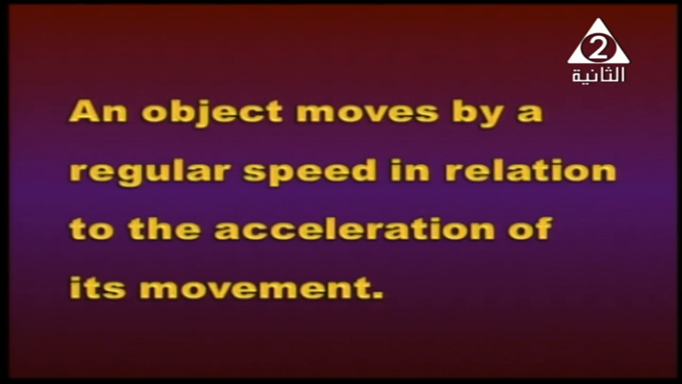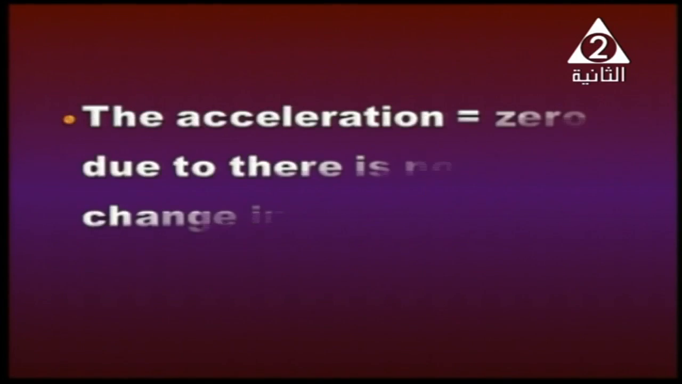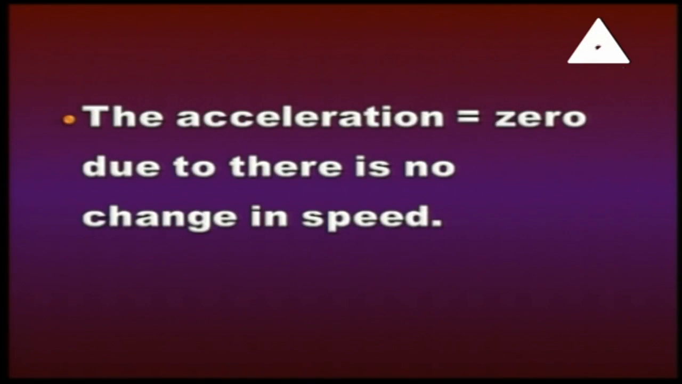An object moves by a regular speed in relation to the acceleration of its movement. If the body moves with regular or uniform speed, in relation to its acceleration, the acceleration will be equal 0 due to there being no change in the body speed during constant regular or uniform speed.